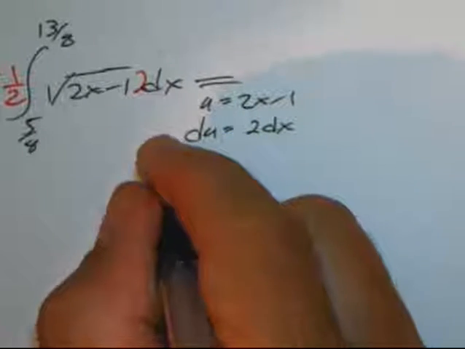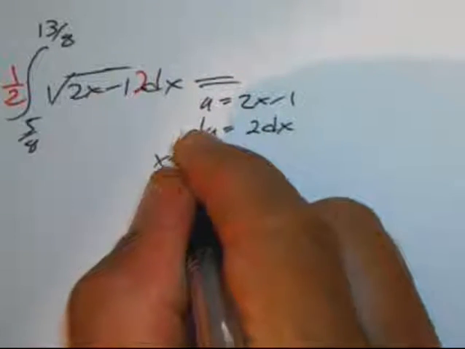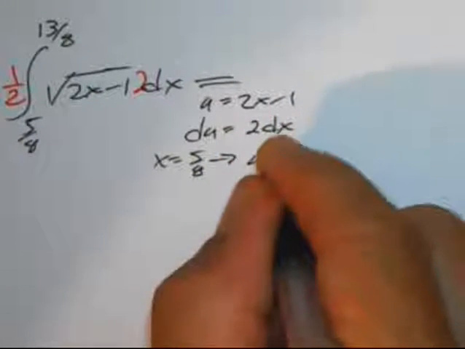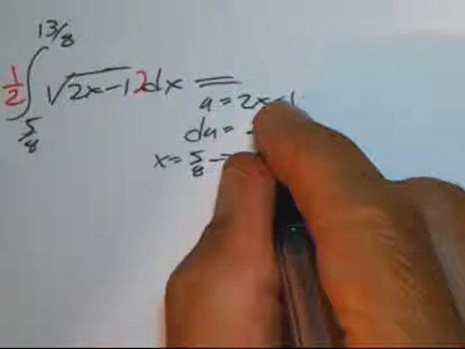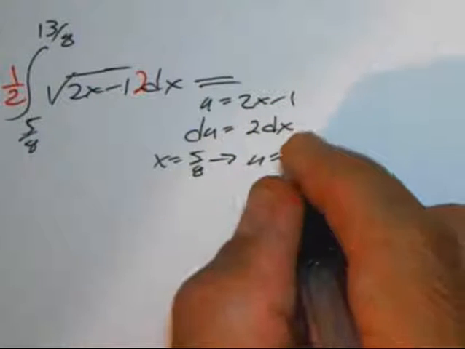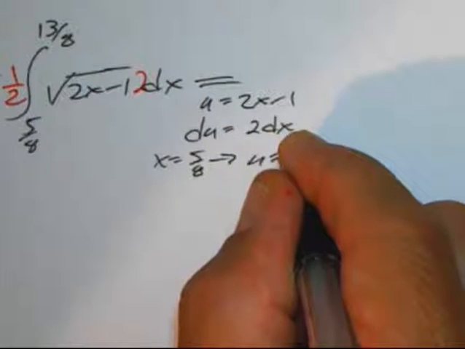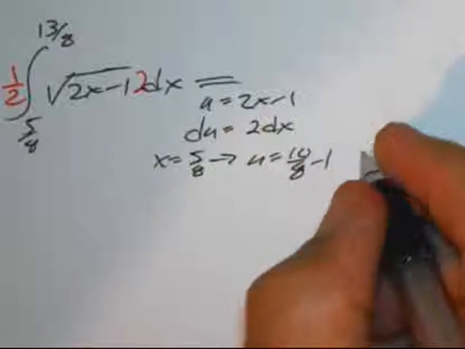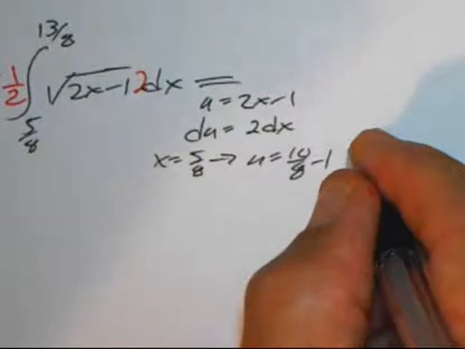Then, what about this? X equals 5/8. That implies that U would equal 2 by 5/8 minus 1. Let's see, so that would be 2 by 5/8, 10/8, minus 1. Okay, 2/8 or 1/4, of course.